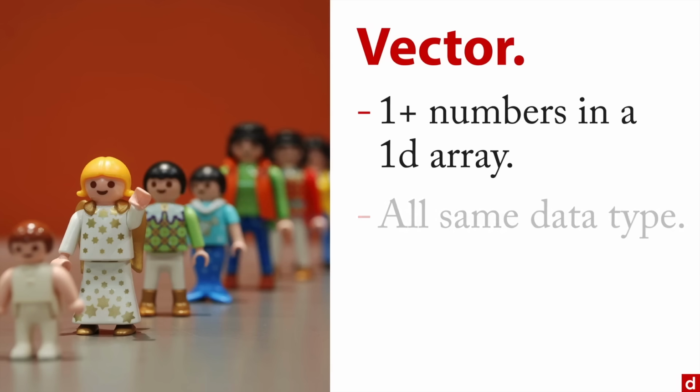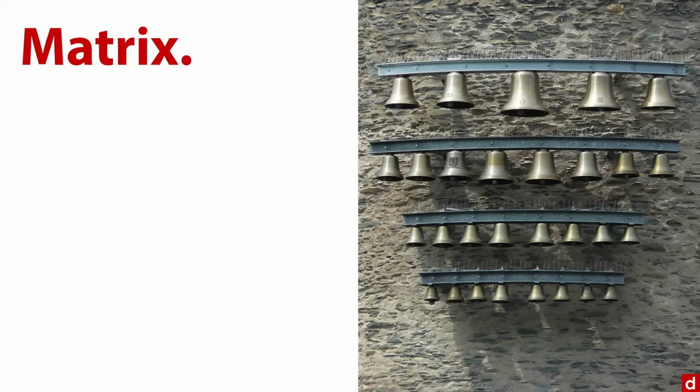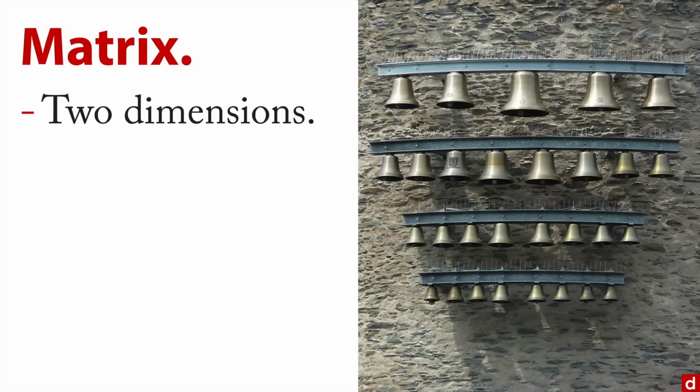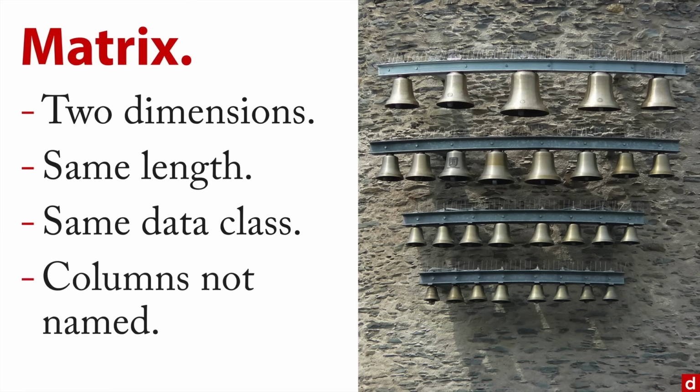The important thing about vectors is that the data are all of the same data type, for instance, all character or all integer. You can think of this as R's basic data object, and most other things are a variation of the vector. Going one step up from this is a matrix. A matrix has rows and columns. It's two-dimensional data. They all need to be of the same length. The columns all need to be the same length, and all the data needs to be of the same class. Interestingly, the columns are not named. They're referred to by index numbers, which can make them a little weird to work with.